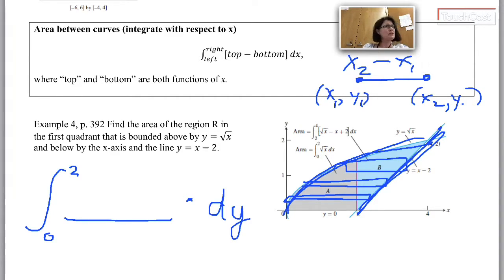Can I write x2 minus x1 in my integral? I can't because I've already committed to the variable y. So what I have to do is take my equations, y equals square root of x, y equals x minus 2. I'm going to have to rewrite them so that they are solved for x, so that I will have expressions in terms of y, so I can write a subtraction problem inside my integral that only contains the variable y. So this is what we would typically do.